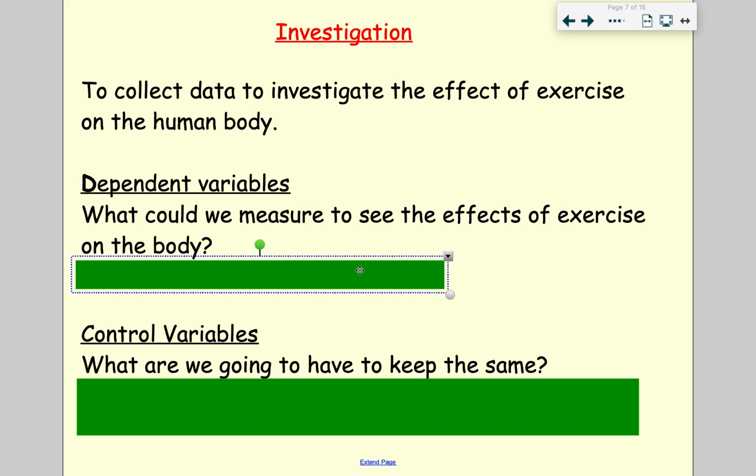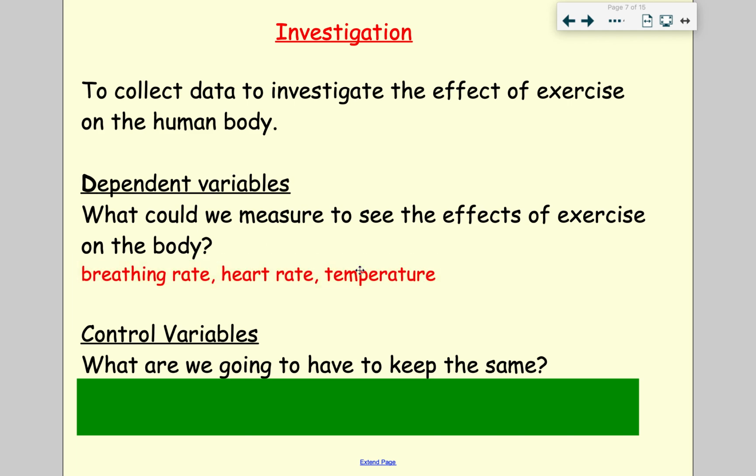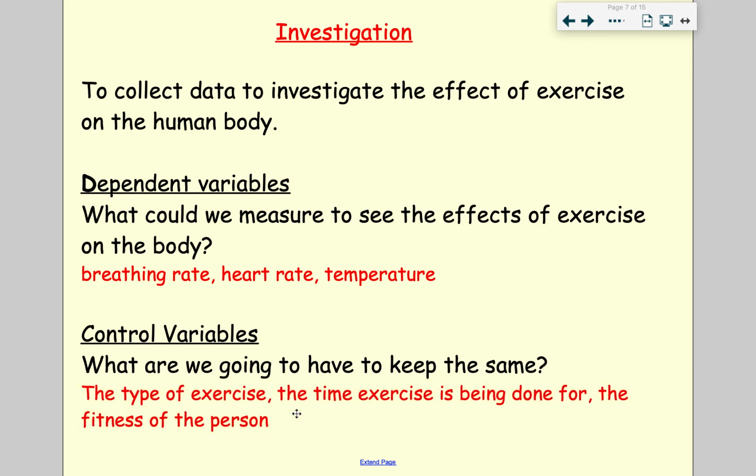So first of all then, dependent variable, so what we're measuring, we could measure the breathing rate, so how many breaths someone has taken in a minute. So measure at the start, measure at the end, and see if it's changed. We could measure the heart rate, so that's how many times your heart beats a minute, and also temperature. And things we're going to have to keep the same then are the type of exercise.